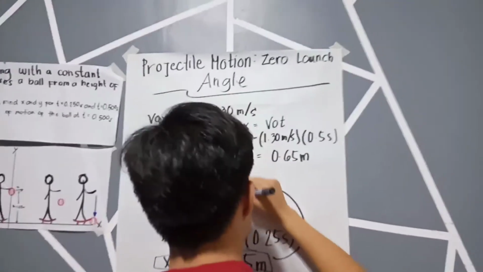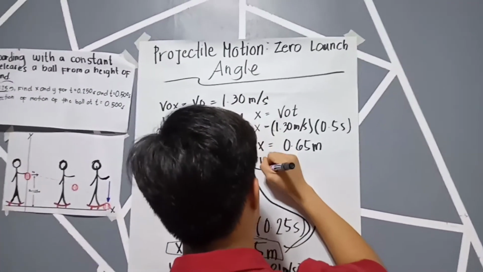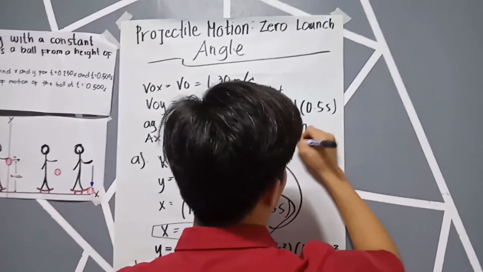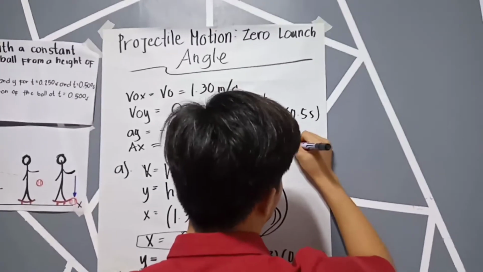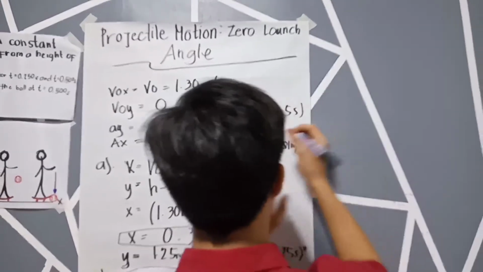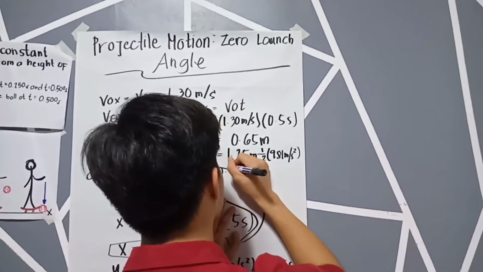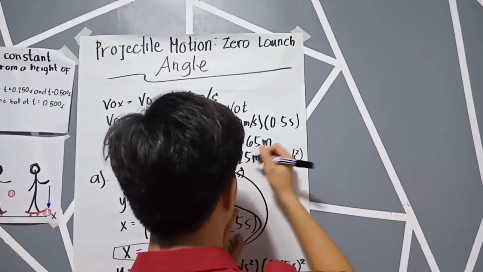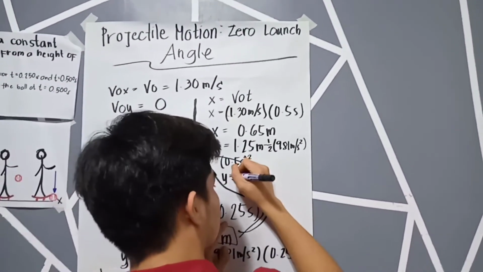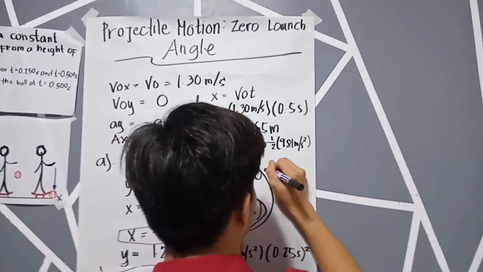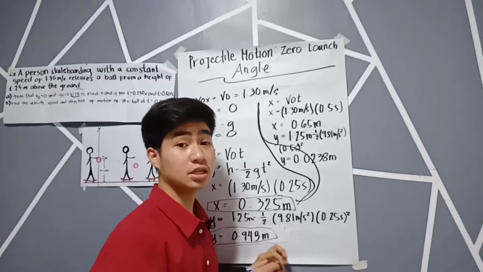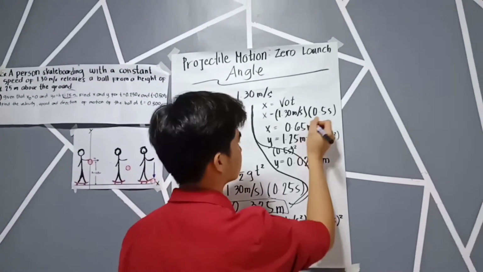For y, it is equal to 1.25 meters minus 1/2 times 9.81 meters per second squared times 0.5 seconds squared. So, by calculating, y is equal to 0.0238 meters. So, this is the x and y position for the time 0.5 seconds.